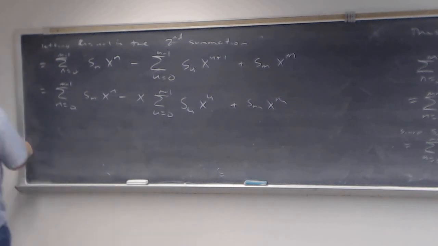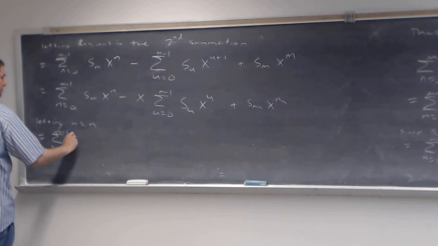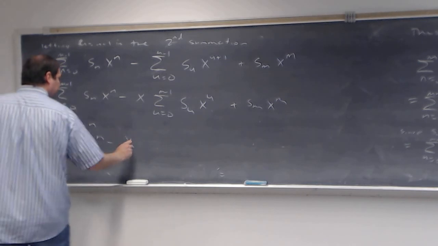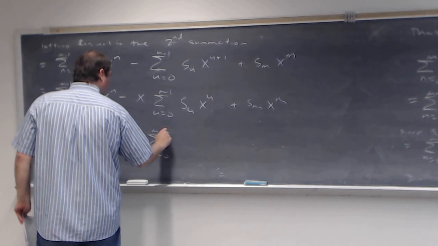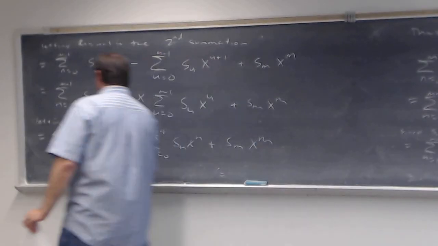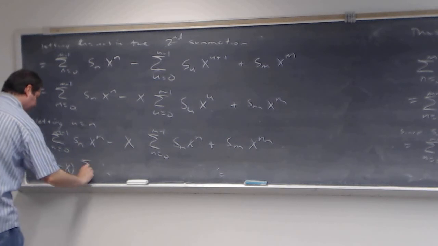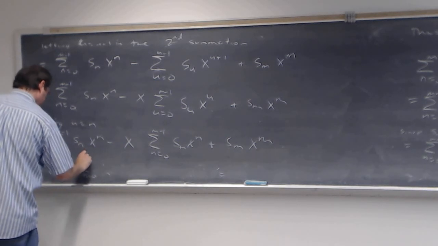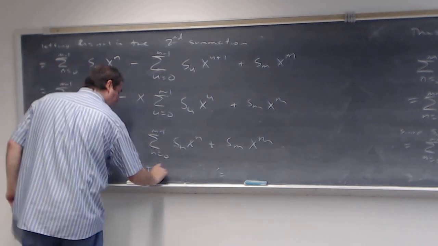and now letting u equal n, just to translate everything in terms of n's again, the sum as n runs from 0 to m minus 1 of s of n x to the n, minus x times the sum as n runs from 0 to m minus 1 of s of n x to the n, plus s of m x to the m. And here, this is the same thing as 1 minus x. I'm going to factor out this summation of s of n x to the n here, plus this one last term.